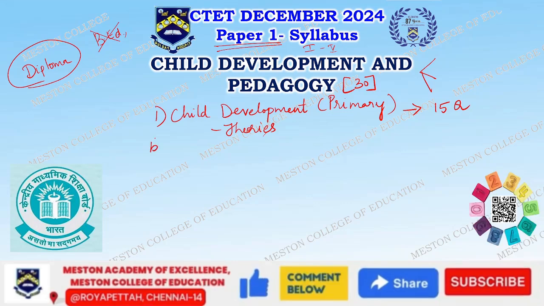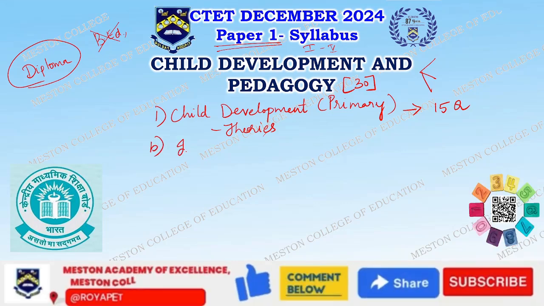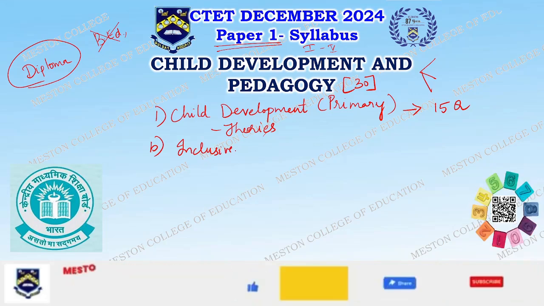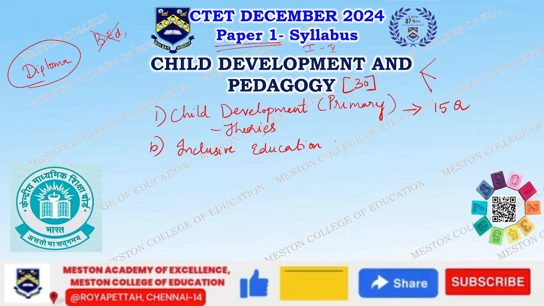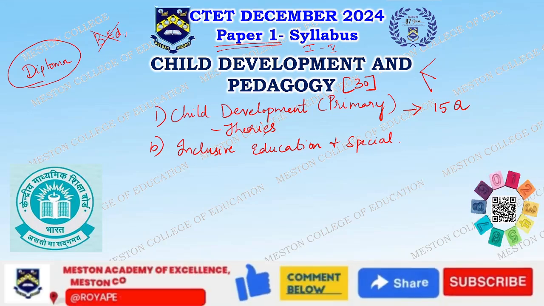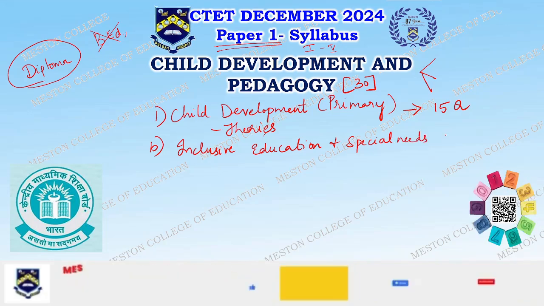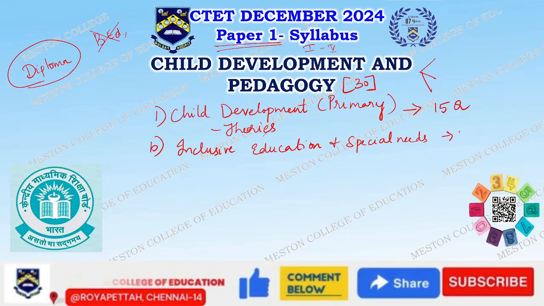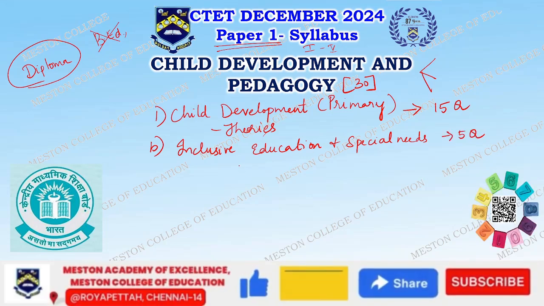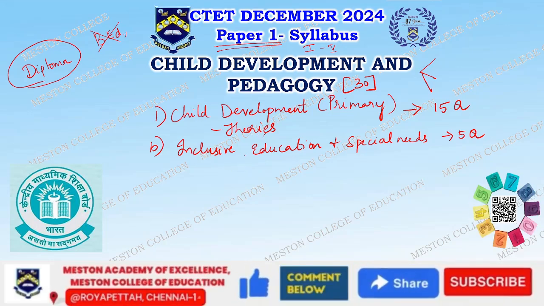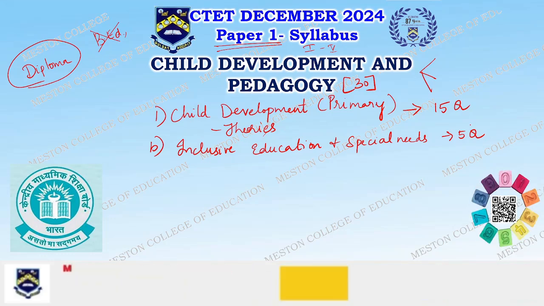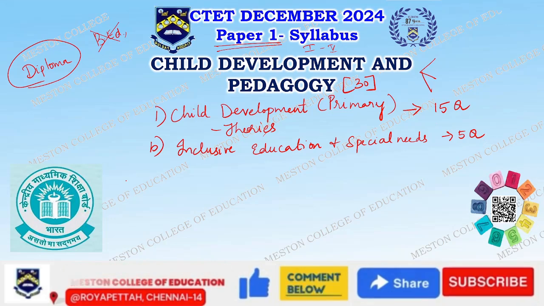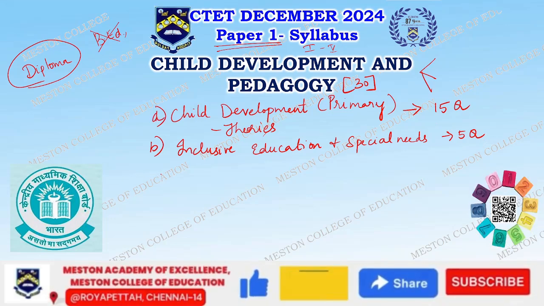Next is the concept of inclusive education, and it also deals with understanding children with special needs. That is the basic thing: they are going to deal with the concept of inclusivity, and under this there will be 5 questions. Remember this: for child development, 15 questions; inclusivity, 5 questions. So with this, we have 20 questions. That is the A part, and B part is over.